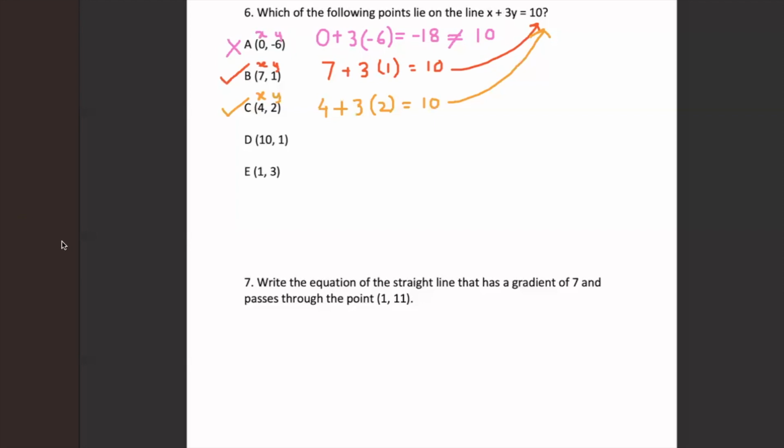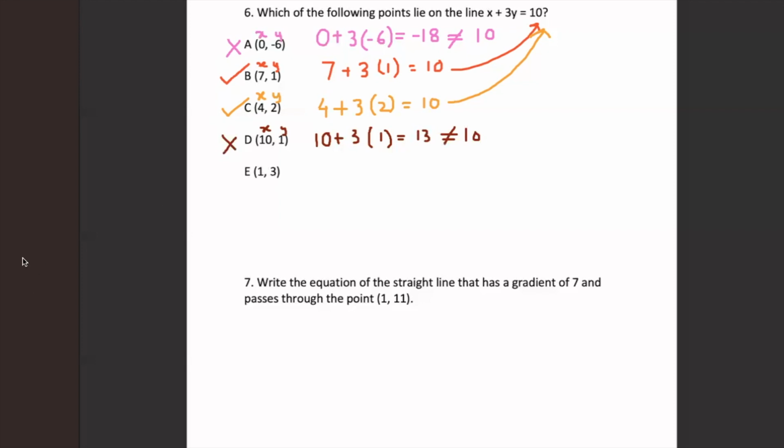Now let's check the fourth point, D, which has x as 10, y as 1. So x plus 3y again. So 10 plus 3 times 1, 10 plus 3 times 1 is a 13. It's not a 10. So we can say point D does not lie on the line x plus 3y.